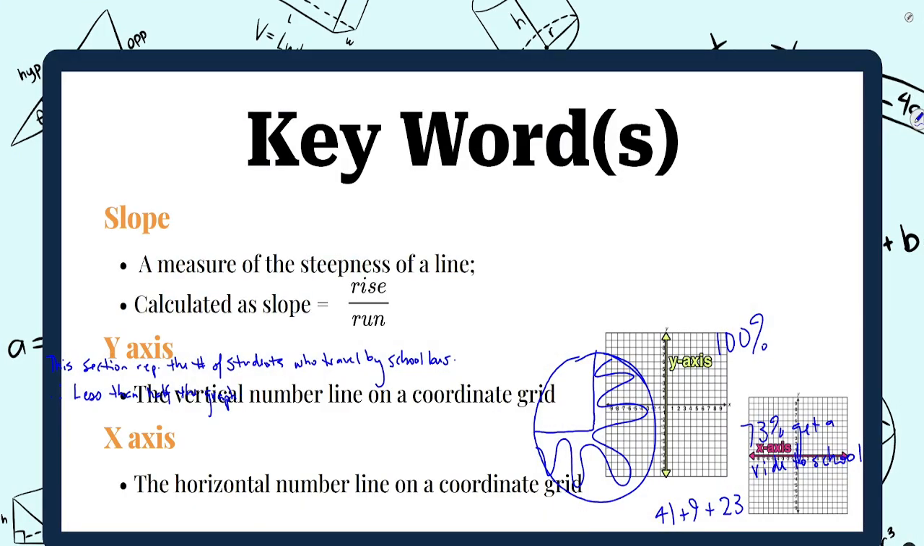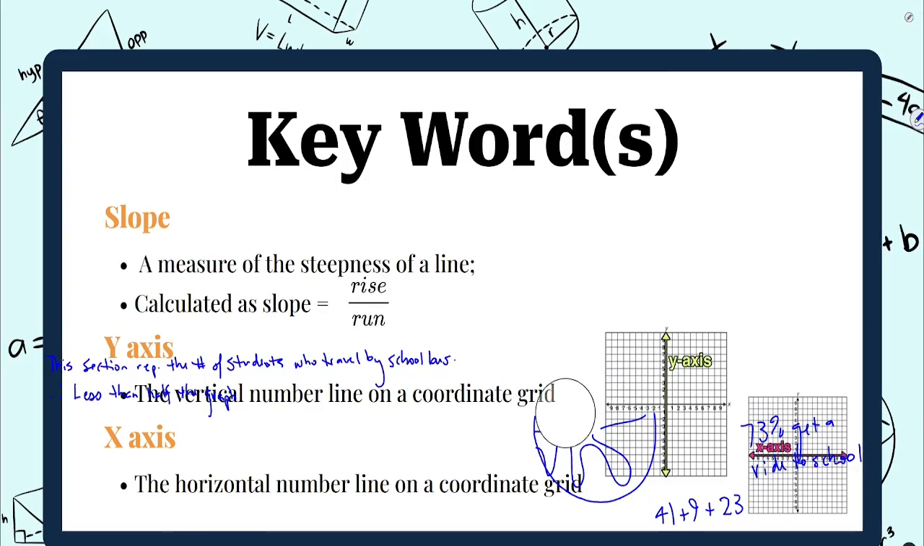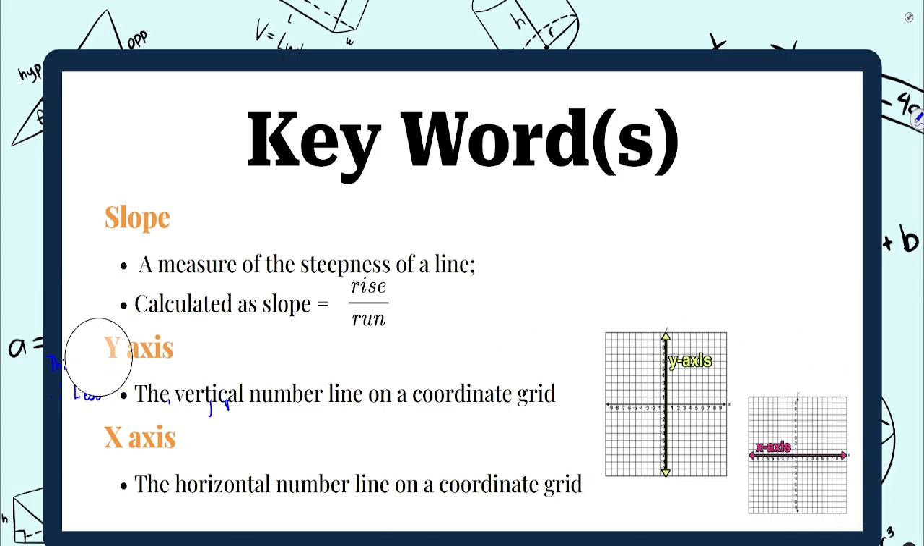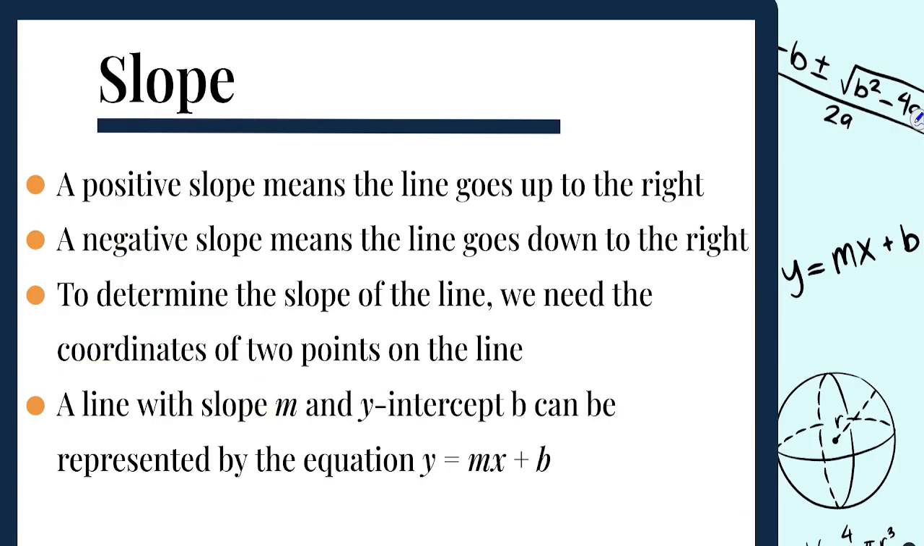Quick refresher as we get into the heart of our lesson, our scatter plots. We need to really make sure that we are familiar with graphs. We remember that slope is the measure of the steepness of a line. Slope is calculated as rise over run and represented as m. So m equals rise over run. The y-axis runs vertically, the x-axis runs horizontally.